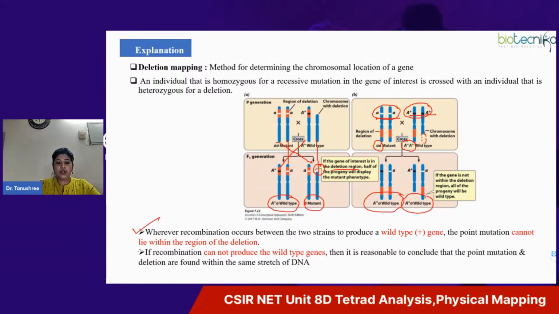I have also mentioned the two key points here, which you can remember. When recombination occurs between two strains and you get a wild type gene, that means your mutation is never in the region of deletion. However, if you get wild type and also mutant, and here you have to emphasize mutant, it means that your point mutation and the deletion are found within the same stretch of DNA.